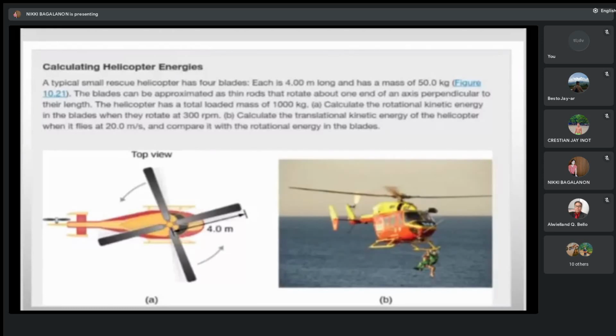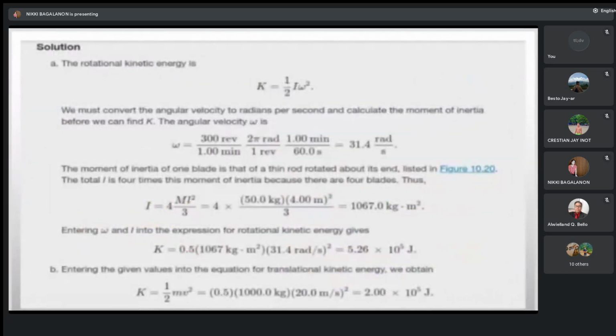The helicopter has a total loaded mass of 1,000 kilograms. A. Calculate the rotational kinetic energy in the blades when they rotate at 300 rpm. B. Calculate the translational kinetic energy of the helicopter when it falls at 20.0 meters per second and compare it with the rotational energy in the blades.